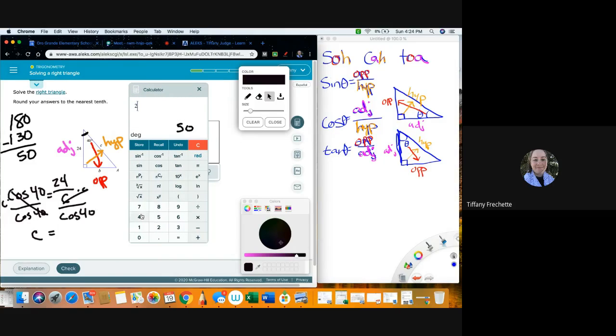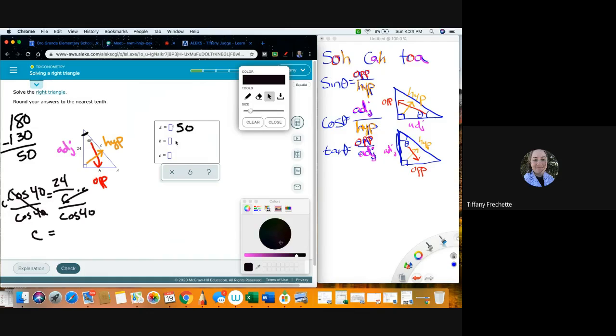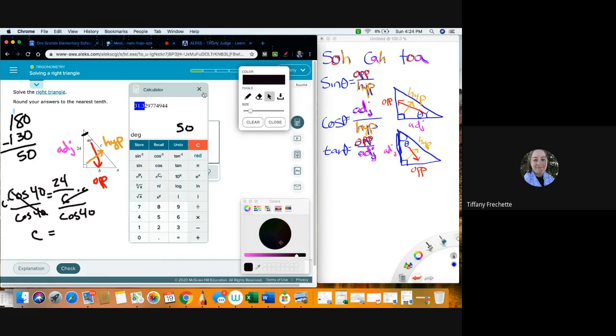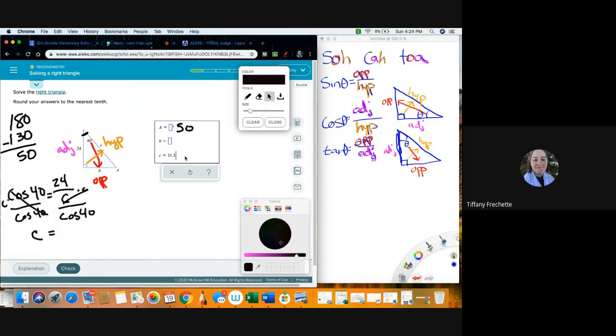So it's going to be 24 divided by cosine of 40 equals, so we get 31.3. They want us to round to a tenth, so we just need to make sure that is in fact less than 4, so 31.3 is perfectly fine. So this is side C. So 31.3, darn it. Almost rounded that on accident.